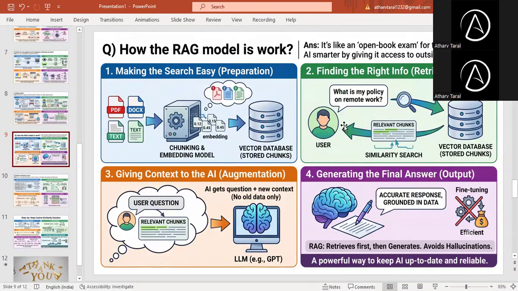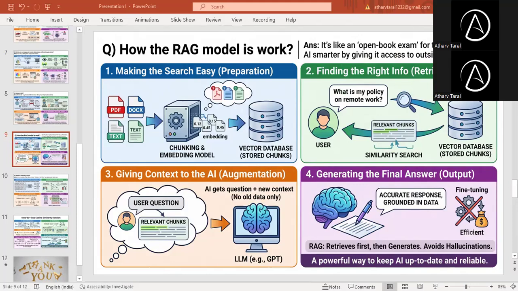Okay, that is a great question. Basically, RAG stands for Retrieval Augmented Generation, and it is a way to make AI smarter by giving it access to outside information. Think of it like an open book exam for the AI. The way it works is a simple step-by-step process. There is a clear flow from when you ask a question to when you get an answer.